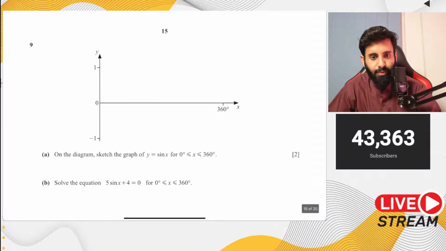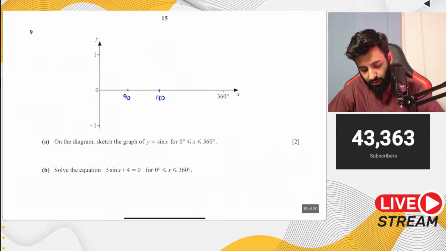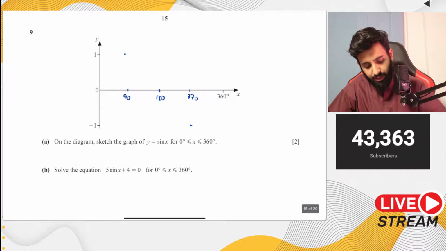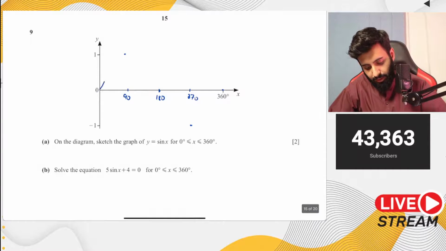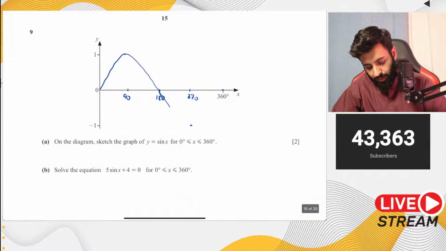All right. Now, this says on this diagram, sketch the graph of y equals sine x. So if you know the graph of sine x, you know that the key values are 90, 180, 270, and 360. At 90, it's equal to 1. At 180, it's equal to 0. At 270, it's equal to -1. And at 360, it's equal to 0 again. So there you go. This is your final answer.